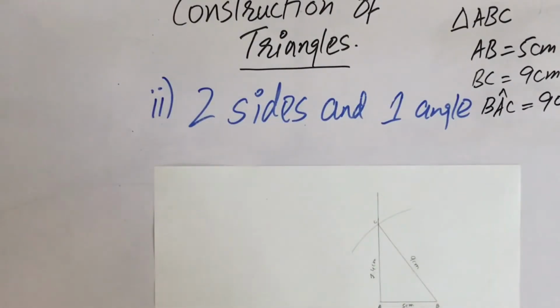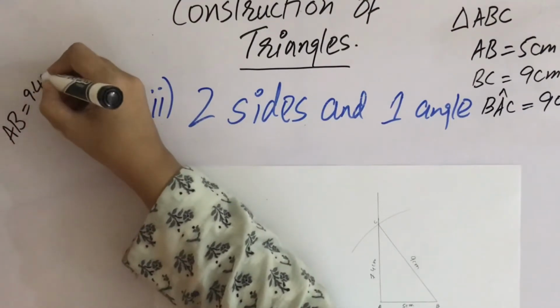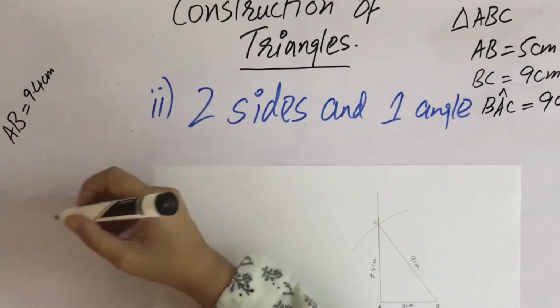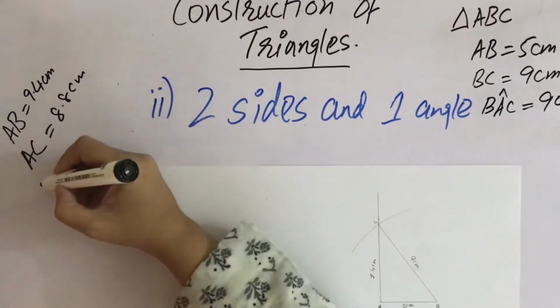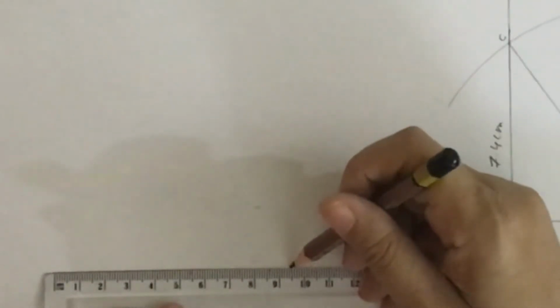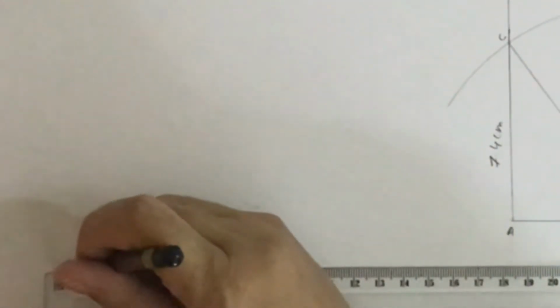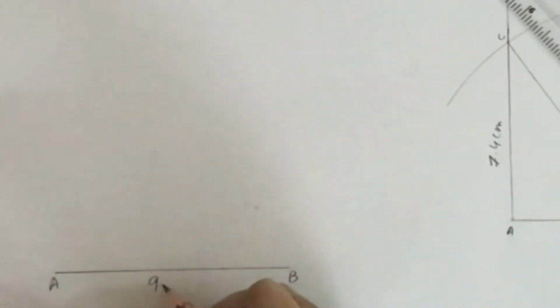Now I do another question with two sides and one angle. I have to draw triangle ABC. I have AB 9.4, AC 8.8, and angle ABC is 60 degree. I draw AB 9.4 centimeter, 9.5 this is, so 1 point before that, 9.4 centimeter. AB is 9.4 centimeter.